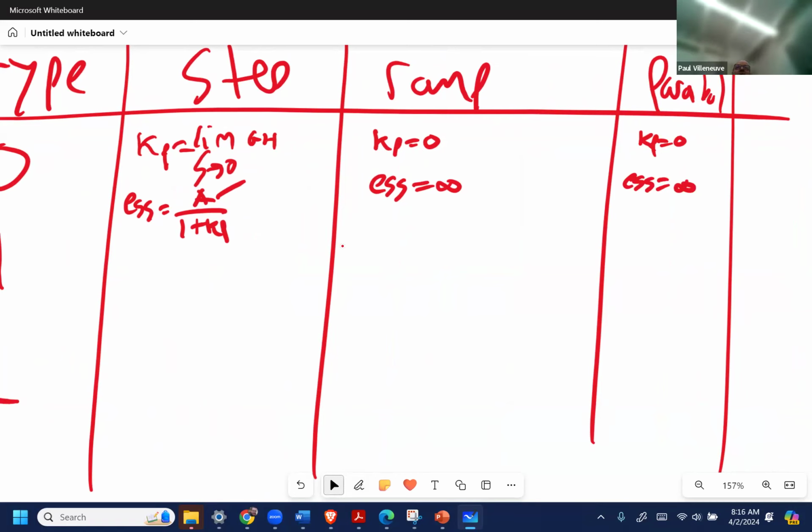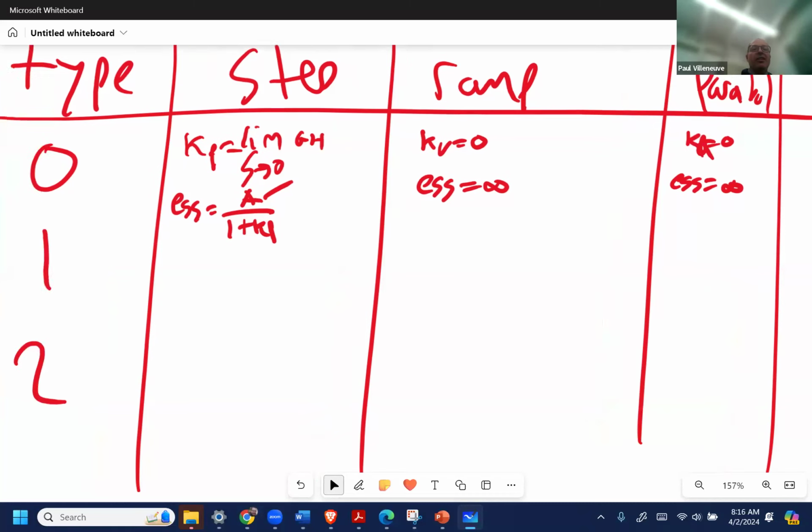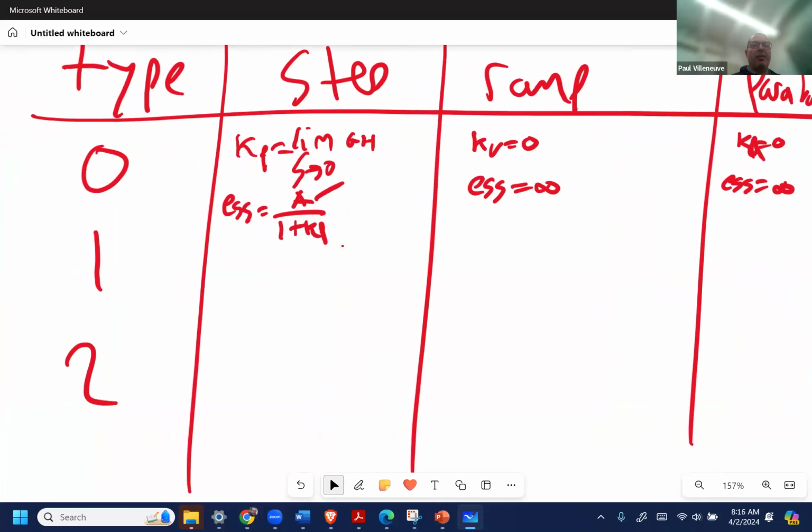So I don't have the ability to calculate what those values are. Actually, these are KV. And this is KA. So all I need to do is start to look for the table. Is this a type 1 system? Type 1 system has 0 integrators? No, I mean a type 0 system.